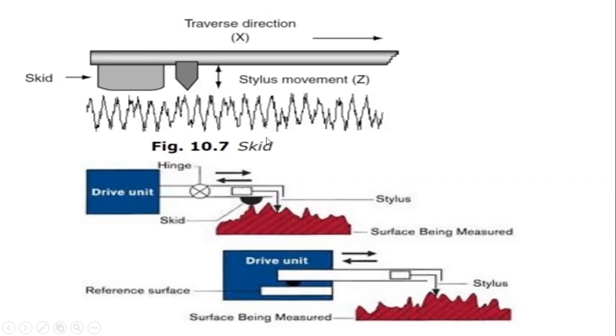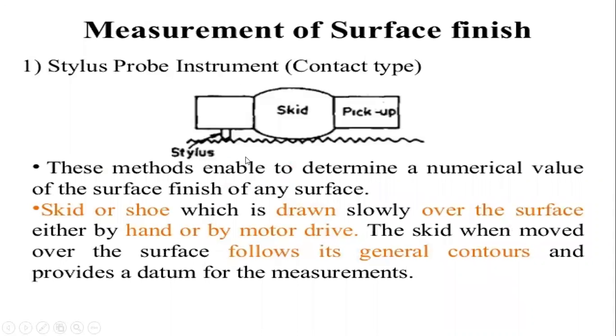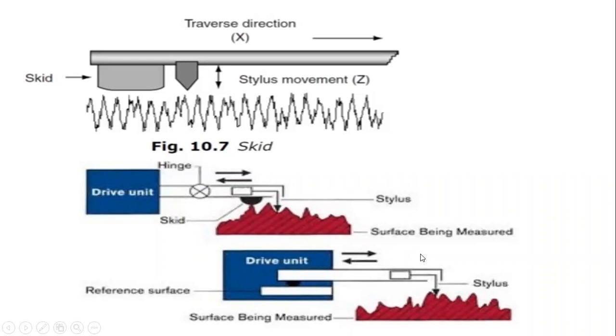So there we can set the measurement of these surface finish errors to the drive unit, which can be sent by the stylus. So this is the first one, the first type of the surface measurement.